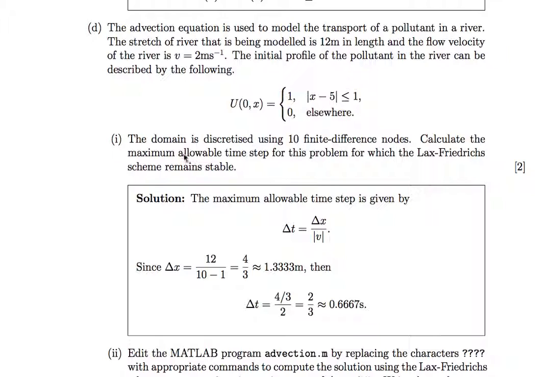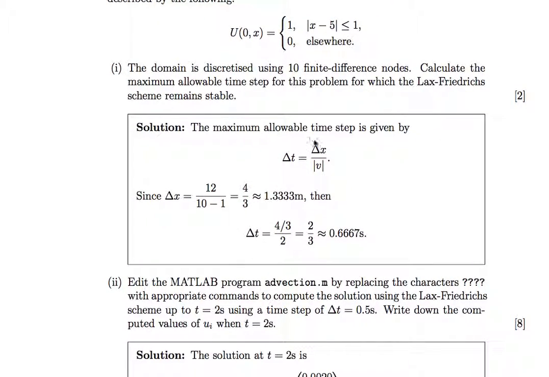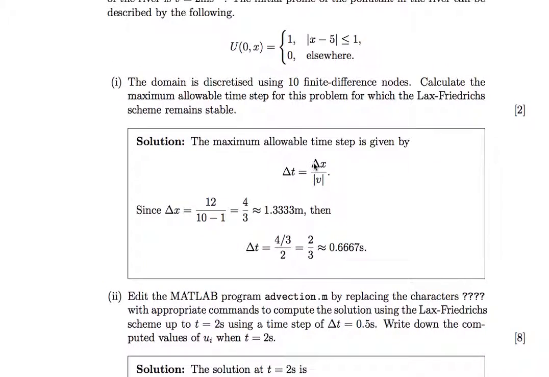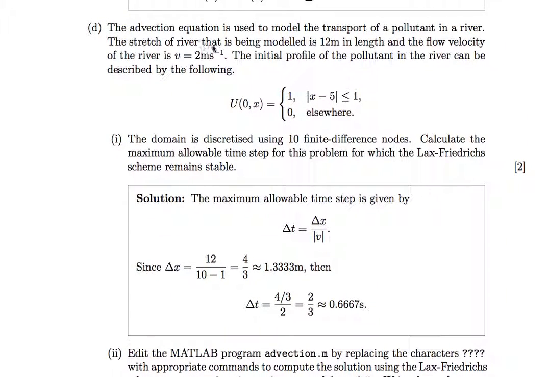The domain is discretized using 10 finite difference nodes. Calculate the maximum allowable time step. This is something you'll need to remember: in general, the maximum allowable time step is your spatial step divided by the magnitude of your velocity. This is what's known as the CFL condition. Our spatial step is the domain length divided by the number of nodes minus 1, so in this case it's 4/3, or 1.3 recurring. Therefore 4/3 divided by the magnitude of the velocity, which is 2, gives us 2/3, or 0.6 recurring.